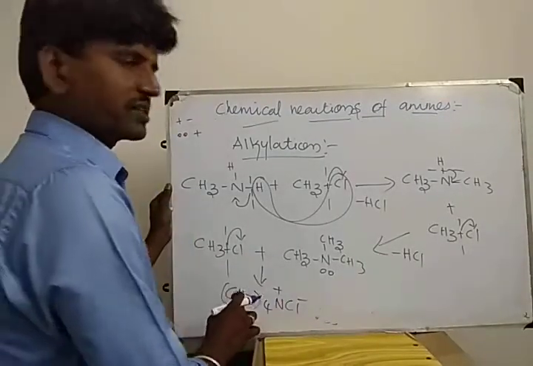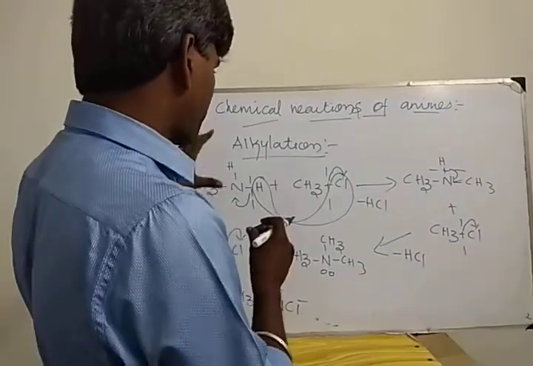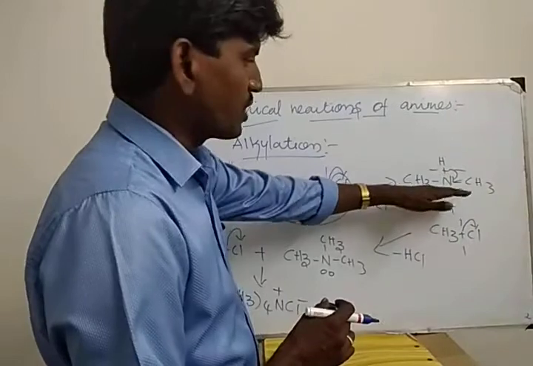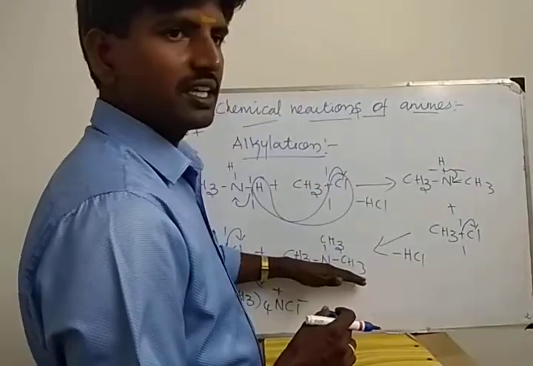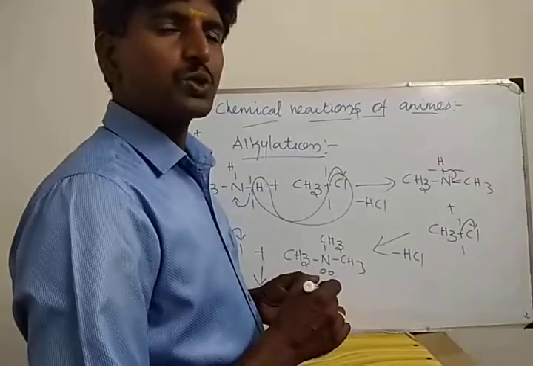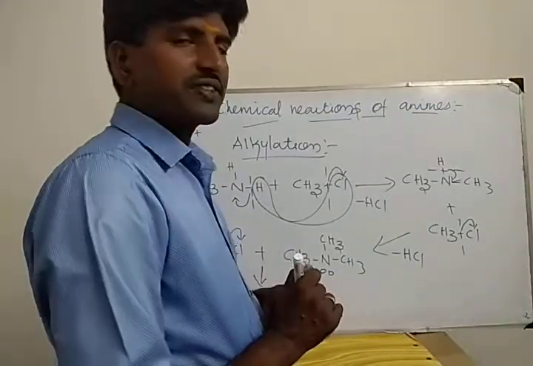Quaternary ammonium salt. When we do the alkylation process in a primary amine, it becomes secondary. Again I do alkylation, so it becomes tertiary. Again I do alkylation, so it becomes a quaternary ammonium salt. Okay, the alkylation process is over.